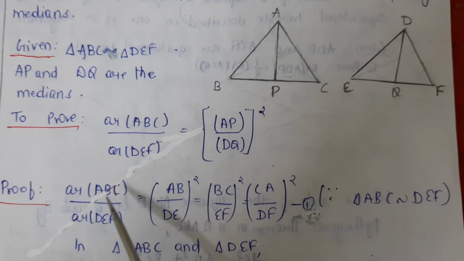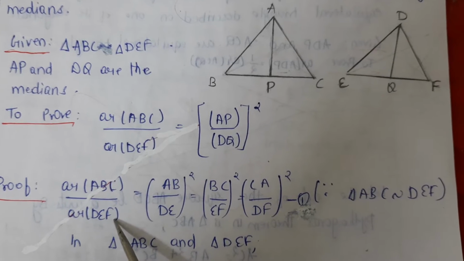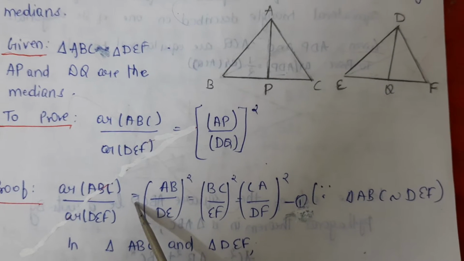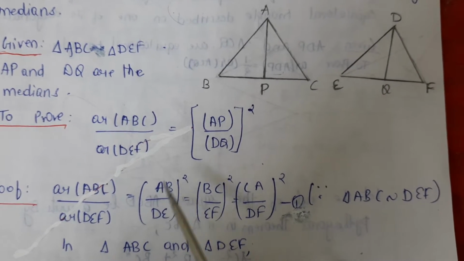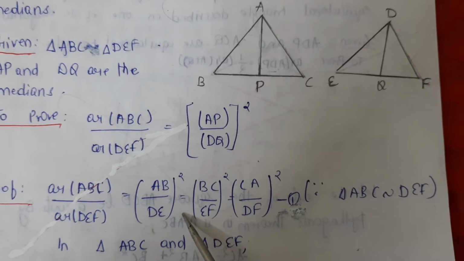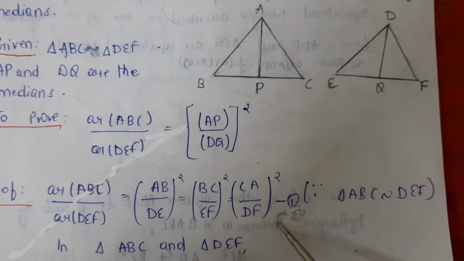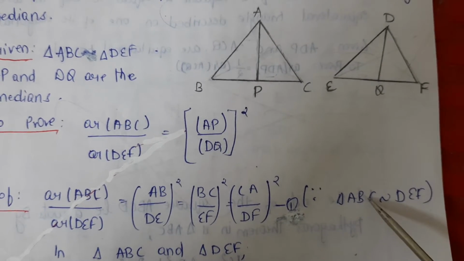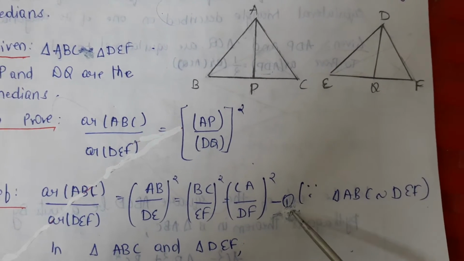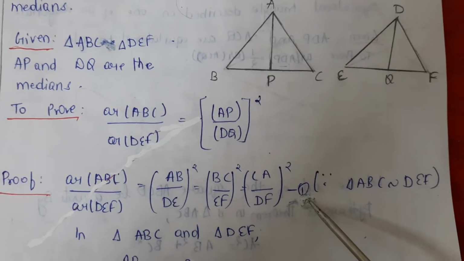Proof: area of ABC by area of DEF is equal to, we know by the theorem on the areas of similar triangles, AB by DE the whole square is equal to BC by EF the whole square is equal to CA by DF the whole square, since the two triangles are similar. So take this as the first equation.